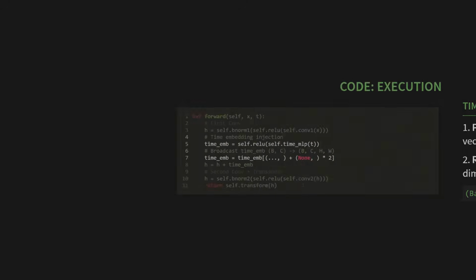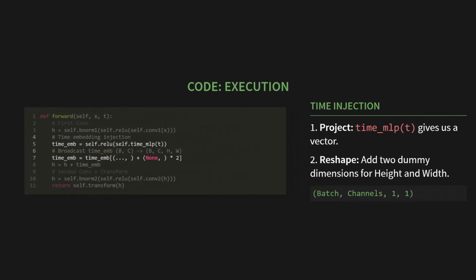Okay, let's look at the forward method, where the data actually flows. The time injection happens in just a few lines. First, we project the time embedding t through our time MLP layer. That gives us a vector with the right number of channels. Second, we reshape it. We add 2 dummy dimensions for height and width. This is a classic broadcasting trick that turns a vector of shape, say, batch by channels, into a tensor of shape batch by channels by 1 by 1. And that sets us up for the merge.